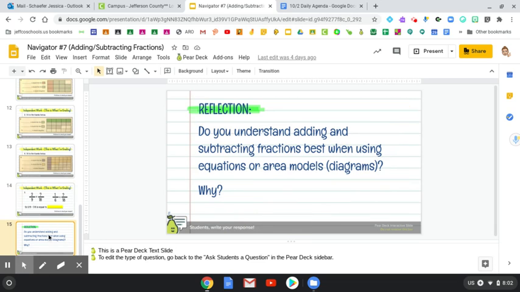All right, so your very last reflection problem is, do you understand adding and subtracting fractions best when you're using equations like what we just did, or when you're using the pictures, the diagrams? So which one works best for you and why?